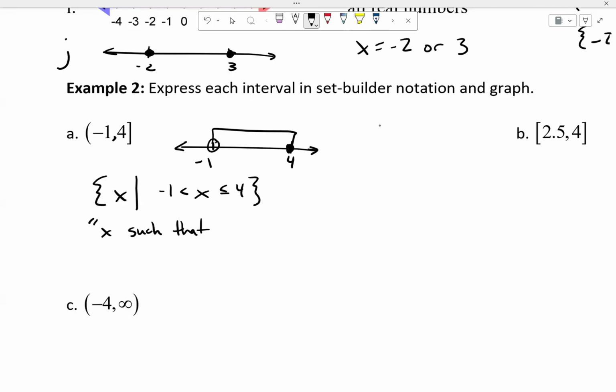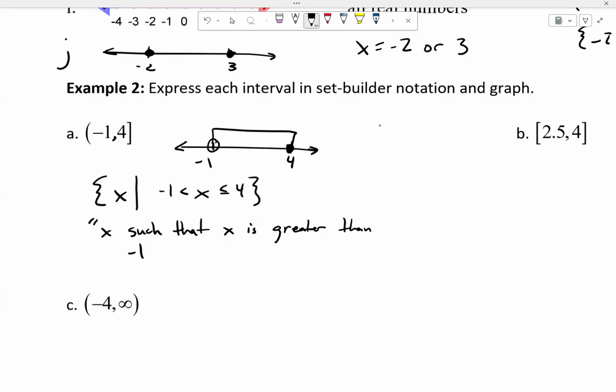If you're reading this with three arguments, we don't read it from left to right unless we're trying to tell someone what to write down. But when you're just talking conversationally, like at a party, you have to start with X. Describe X. X such that X is greater than -1.